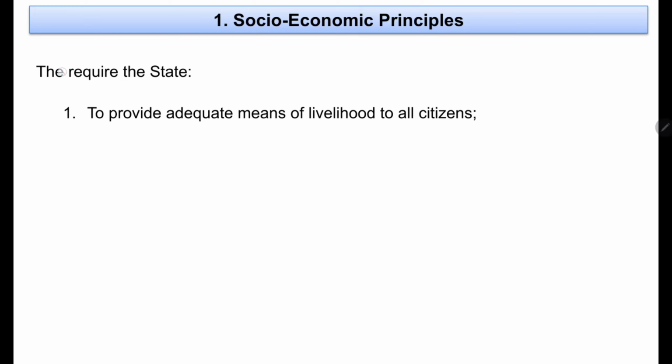Okay, the first type of directive principle that we will talk about is socio-economic principles. Under these socio-economic principles, let us see what are the points given. Here this should be they, not the. So the first point here is to provide adequate means of livelihood to all citizens.